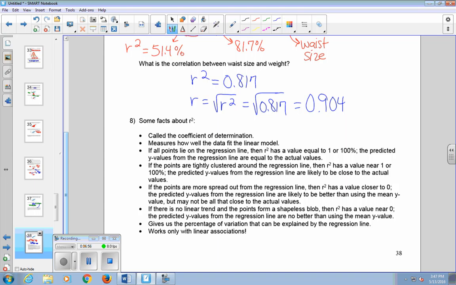If the points are more spread out from the regression line, then r squared has a value closer to 0. The predicted y values from the regression line are likely to be better than using the mean y value, but may not be all that close to the actual values. And if there's no linear trend and the points form a shapeless blob, then r squared has a value near 0. The predicted y values from the regression line are no better than using the mean y value. R squared gives us the percentage of variation that can be explained by the regression line, and it only works with linear associations. So again, you should check a scatter plot before you calculate r squared.